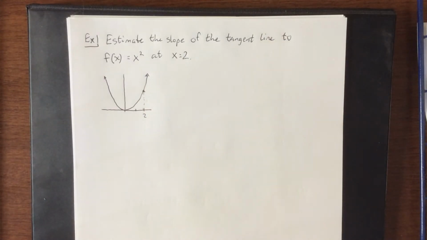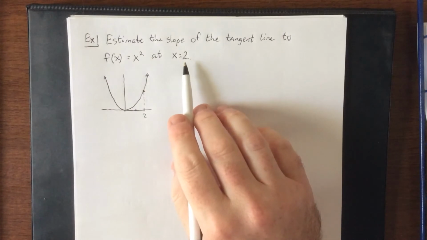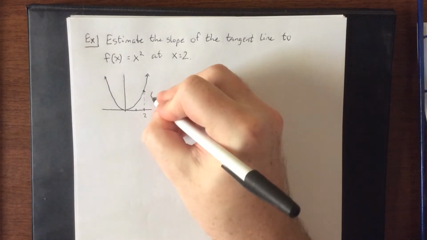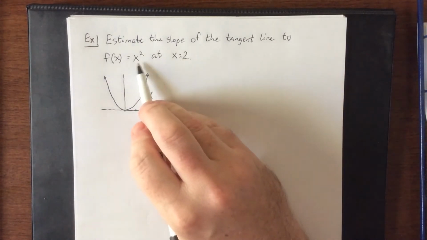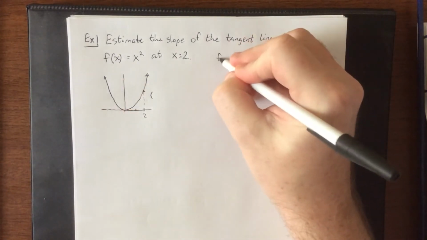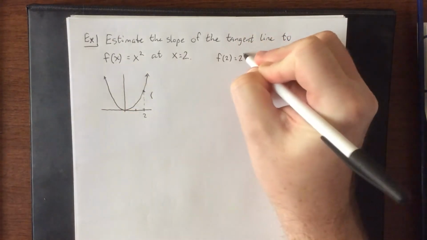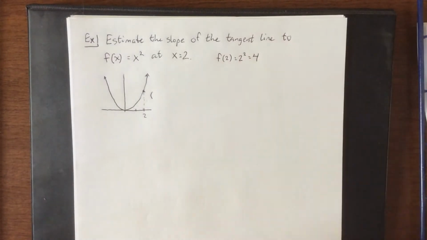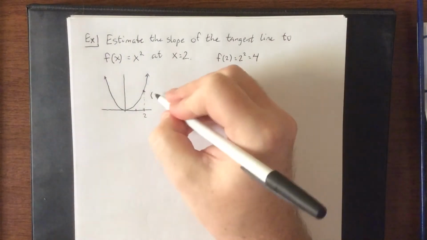So the idea is, we were given an x value. That x value is x equals 2. I can turn it into a point by saying, let's plug x equals 2 into the actual function. So f of 2 would be equal to 2 squared, and my calculator lets me know that when you square 2, you get 4.